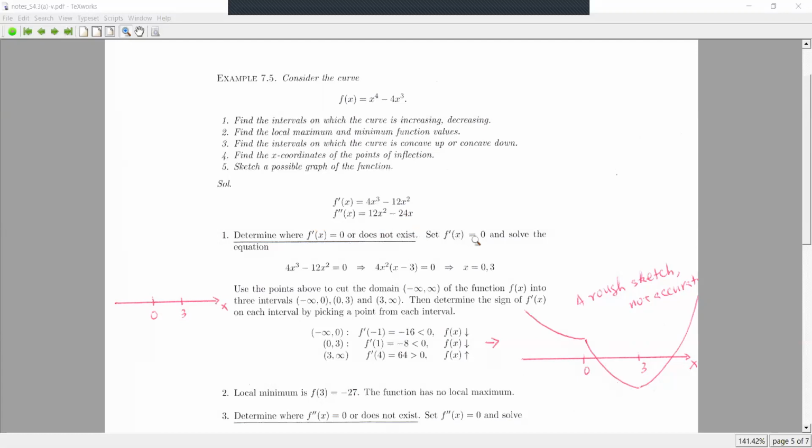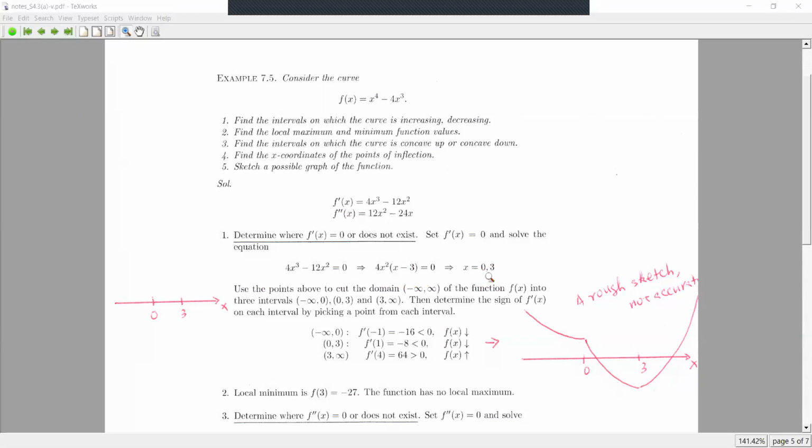Set the derivative to 0 and solve the equation. The left hand side is the derivative. Solve this equation by factorization. And then we can see that when x is 0 and 3, the derivative is 0. So we get 2 points. The derivative is 0 only at these 2 points. At other points, the derivative cannot be 0.